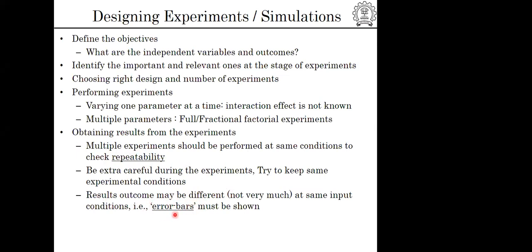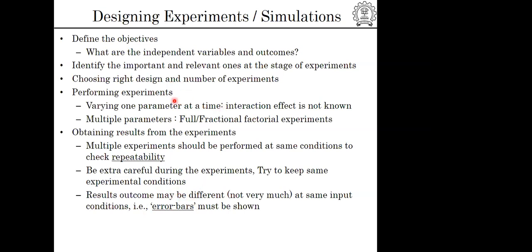So whatever error bars you are getting, you need to plot those error bars while explaining your results. This is extremely important. As an editor, when I get a manuscript, if it does not show multiple or repeatable results, that manuscript is going to be rejected. Or if not rejected, there is going to be a critical remark during the review process asking how many times you have carried out the experiment. So this is extremely important to understand.